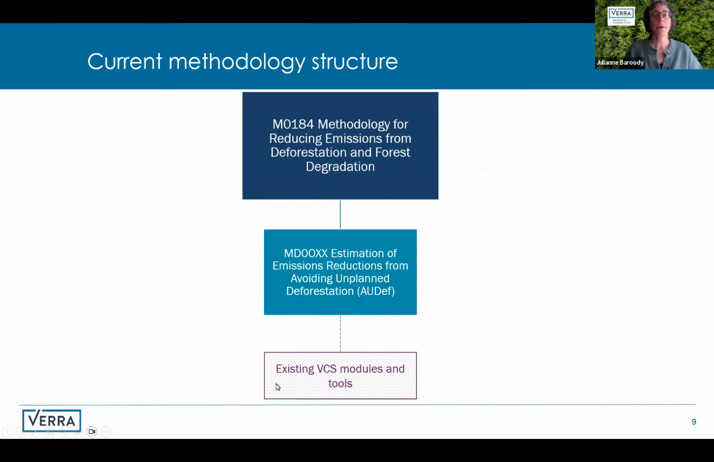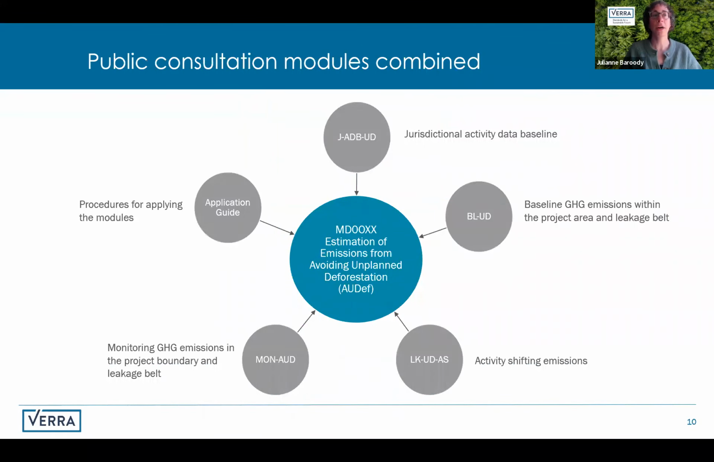Currently the methodology has this new structure. We introduced a framework methodology, the methodology for reducing emissions from deforestation and forest degradation. And then we have this new module for estimation of emission reductions for avoiding unplanned deforestation. The way that we came up with that module is that we combined all of the modules that were out for public consultation. As you recall, for public consultation, we had a module for baseline activity data collection, a module for activity shifting, and a module for monitoring.